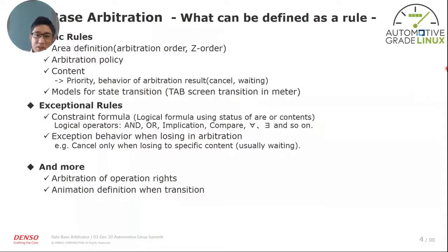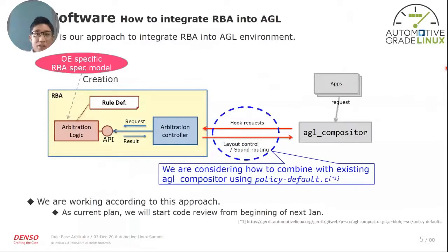And the last is about the RBA software, especially how to integrate RBA into AGL. As of currently, AGL has the AGL compositor to composite the graphics and to manage the surfaces from the application. Therefore, we are considering how to integrate or combine the RBA and the AGL compositor.